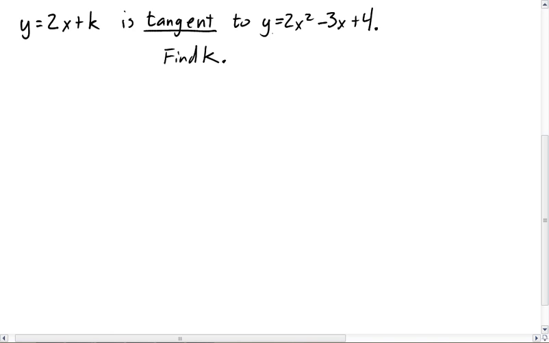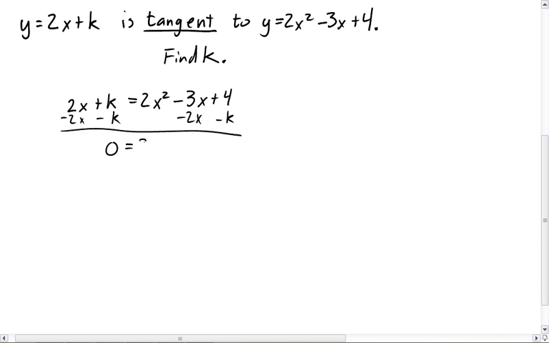So we have y equals 2x squared minus 3x plus 4, and y equals 2x plus k. So we're going to say 2x plus k equals 2x squared minus 3x plus 4. Now these two equations we're going to put together and simplify. We're going to move things over: subtract 2x, and subtract the k. We end up with 0 equals 2x squared minus 5x plus 4 minus k.